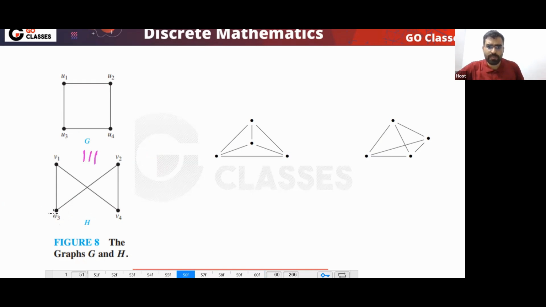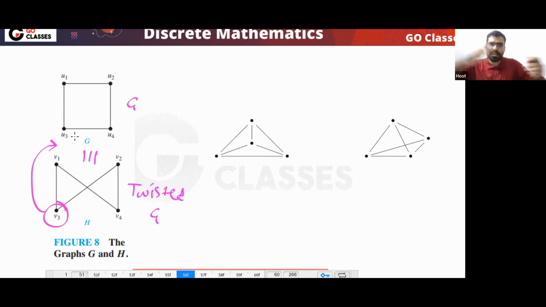These are isomorphic because you take this V3 and you untwist this. Basically, this is twisted. I can say this is G, and this is twisted G. Actually, they are the same because you can pick this V3 and pull it here. You can untwist. Are these two the same? Yes, they are also isomorphic. This is also K4, both of them are K4.